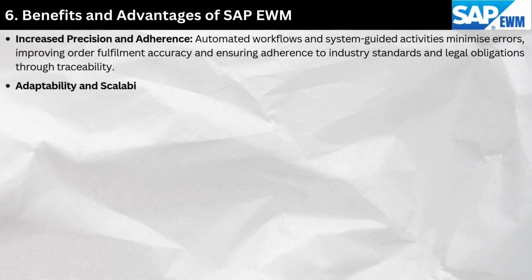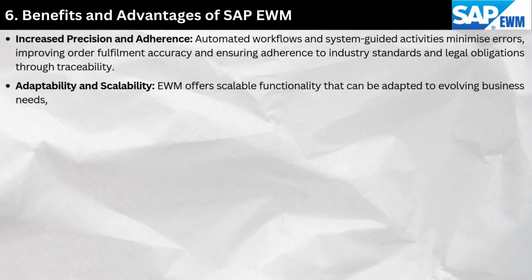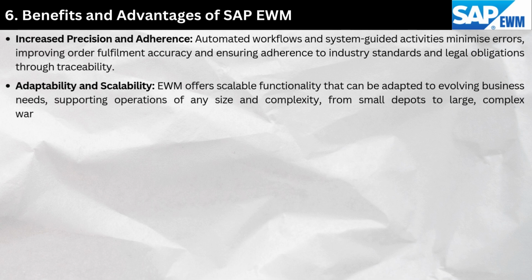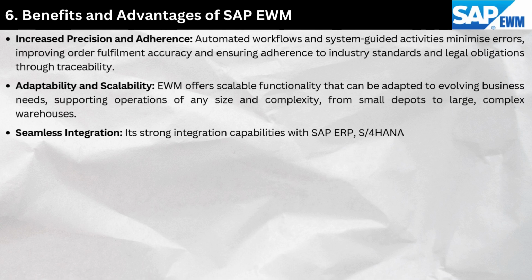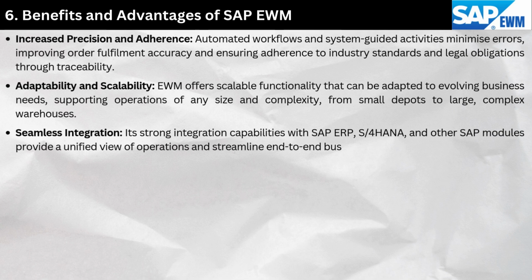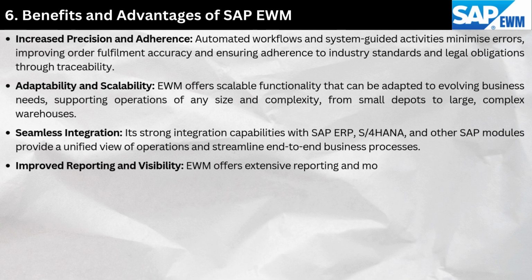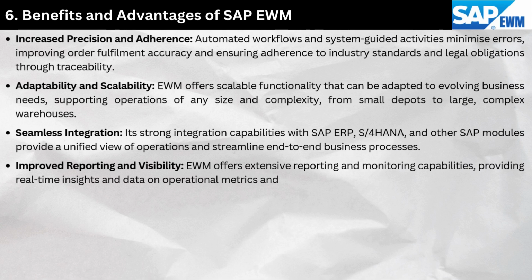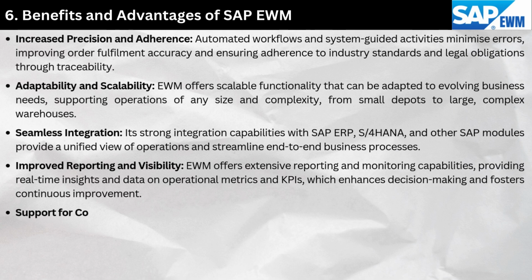Adaptability and scalability. EWM offers scalable functionality that can be adapted to evolving business needs, supporting operations of any size and complexity, from small depots to large, complex warehouses. Seamless integration. Its strong integration capabilities with SAP ERP, S/4HANA, and other SAP modules provide a unified view of operations and streamline end-to-end business processes. Improved reporting and visibility. EWM offers extensive reporting and monitoring capabilities, providing real-time insights and data on operational metrics and KPIs, which enhances decision-making and fosters continuous improvement.